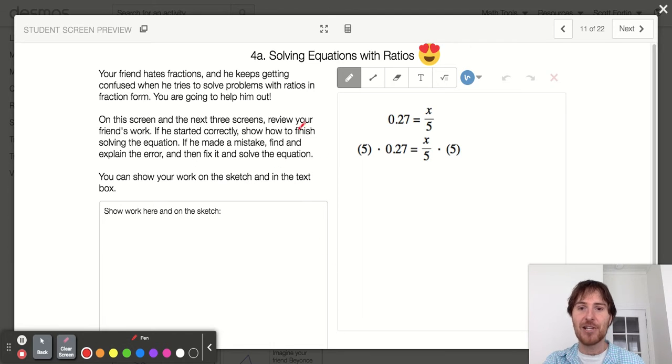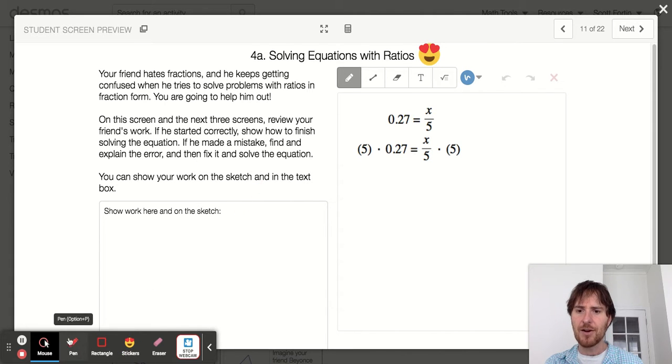We're doing 4A. It's the first one we're doing, solving equations with ratios. Your friend hates fractions and he keeps getting confused when he tries to solve problems with ratios in fraction form. You're going to help him on the screen. In the next 3 screens, review your friend's work. If he started correctly, show how to finish solving the equation. If he made a mistake, find and explain the error, and then fix and solve the equation. You can show your work on the sketch and in the text box here.